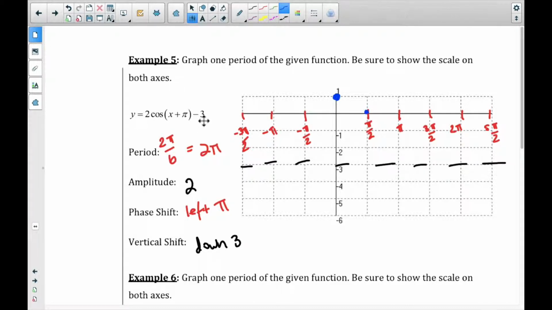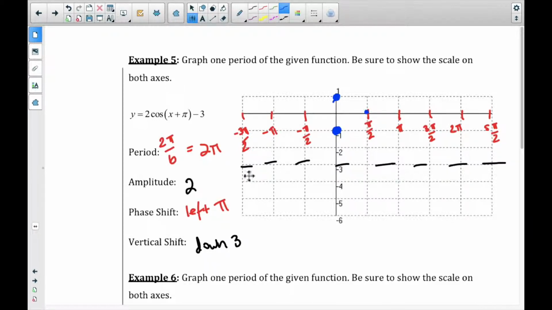Number 1, we take it down 3. So 1, 2, 3. We're going to come down here. Another thing though, this is supposed to be at the top of the wave. Well, the top of the wave has an amplitude of 2. So I don't actually want it where I had it a second ago. It needs to be up here so it went down 3, but it needs to have an amplitude of 2. It's going to start there. That is the top of my wave.